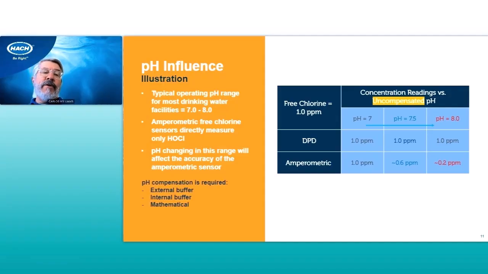So either we use an external buffer that's added from a separate carboy that's pumped into the analyzer, an internal buffer, or some other sort of mathematical compensation done by a pH reading or an entered pH. We also have to compensate for the temperature.